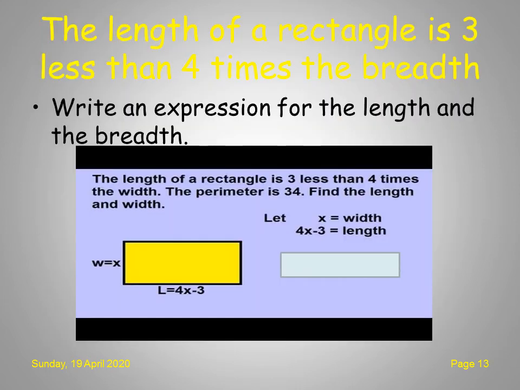The length of a rectangle is 3 less than 4 times the breadth. Write an expression for the length and breadth. Here let's take the breadth as x. Then the length is 3 less than 4 times the breadth. So it becomes 4x minus 3. See the expression for length? 4x minus 3.